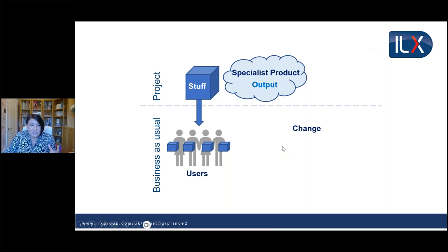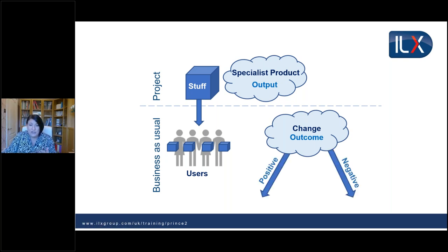Now, that change is what's referred to as an outcome. And with any sort of change, there are two sides to the change. There's a positive side, there's a negative side. The positive part of the change is what's referred to as a benefit, so a measurable improvement for one or more stakeholder. The negative side is referred to as a disbenefit.